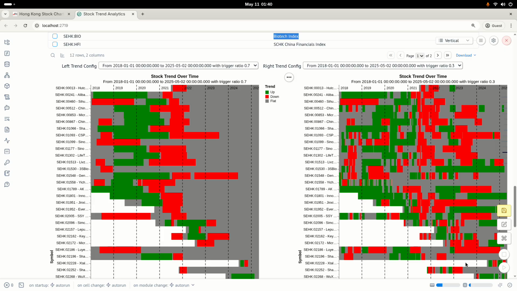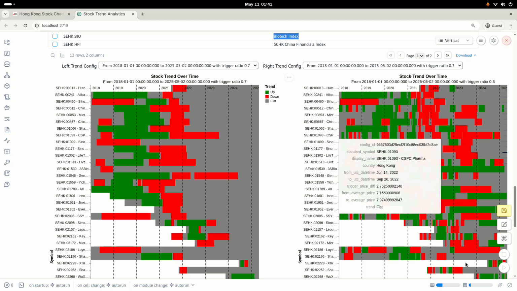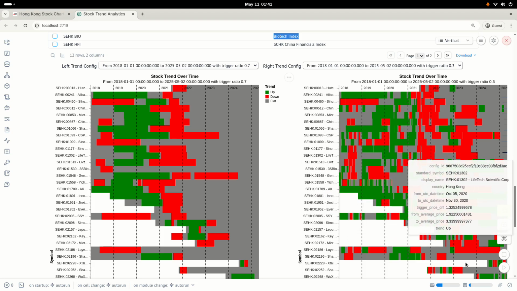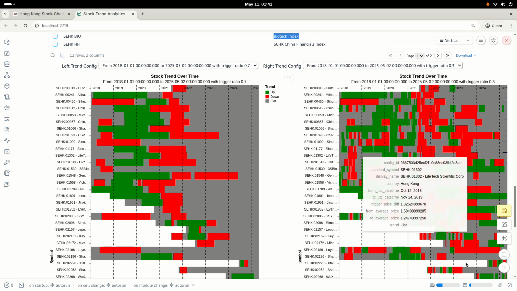And if you want to be more granular, probably you can look at 0.3. The trigger ratio equals 0.3. It looks a bit noisier because it highlights more areas as either up or down, but then it has a higher chance to capture areas which, using the human eye, we would classify as up or down.